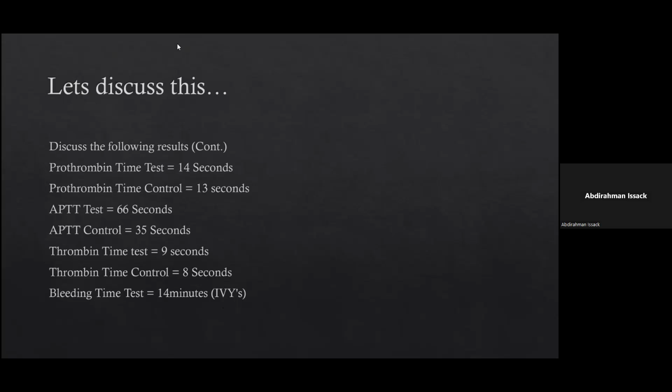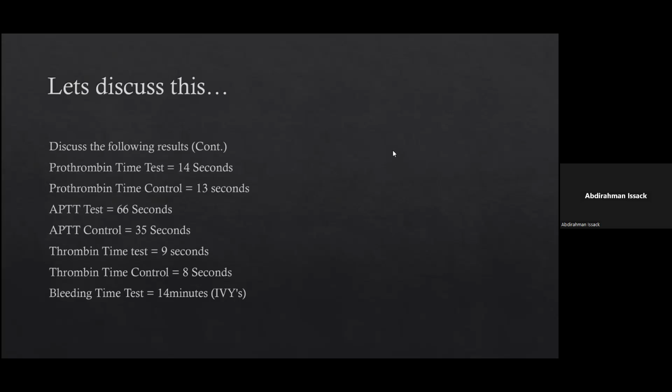Anyone? Unmute, chat. APTT. Okay, problems with the intrinsic pathway. Remember how I remember APTT: table tennis. The table tennis is played inside. Okay, indoors. Intrinsic. For PT, play tennis, the outfield. So the extrinsic. Okay, problems with the intrinsic pathway.